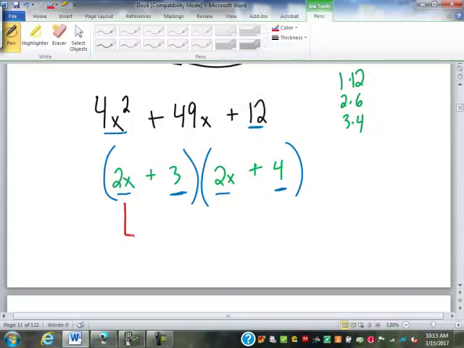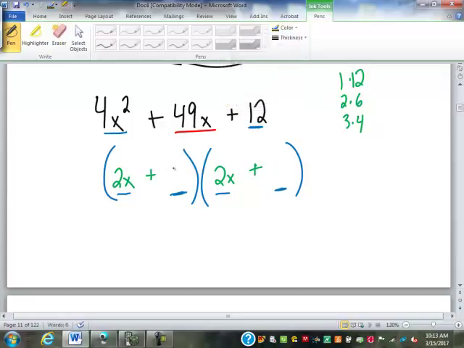Well, on the outside, we've got 2x times 4, which is 8x. On the inside, we've got 3 times 2x is 6x. 8x and 6x make 14x. That's not 49x, is it?